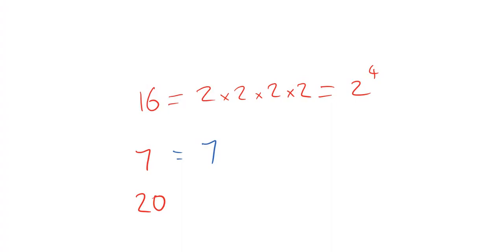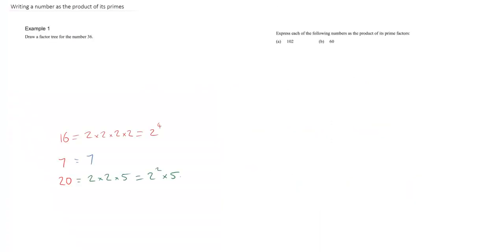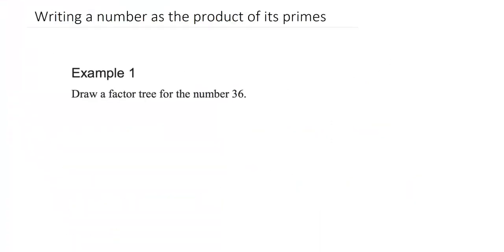7, well, 7's just 7. That is a prime number already. So that is just the one number on its own. That times is on its own to get 7. 20 is going to be 2 times 2 times 5. So that's 2 squared times 5. Every single number, okay, whole number that is, has a unique string of prime numbers that can be multiplied together to form that number.